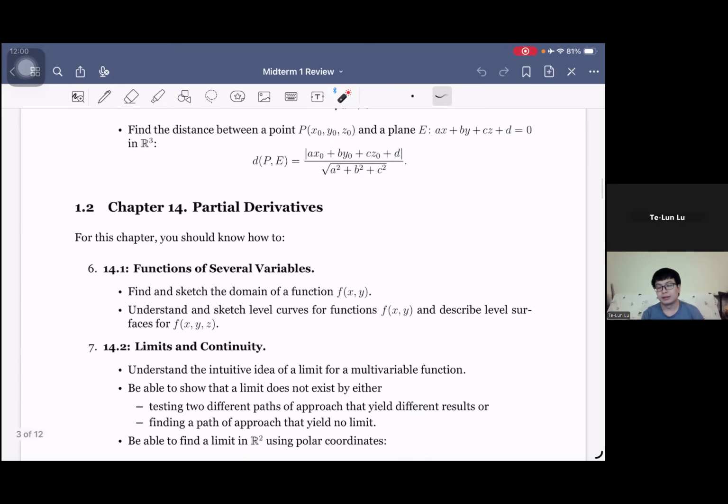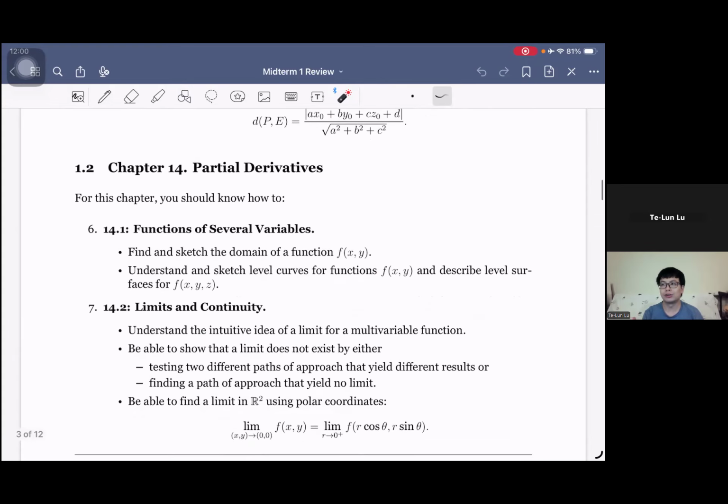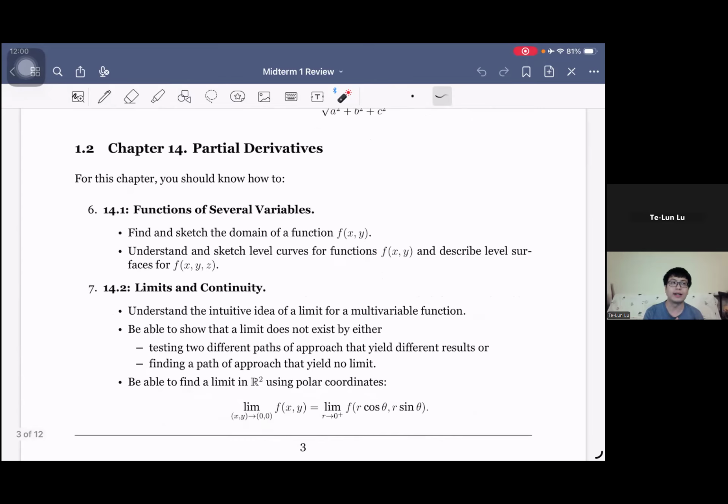Basically, the most important part is 12.5. You have to know how to find the equation of the line and the plane.